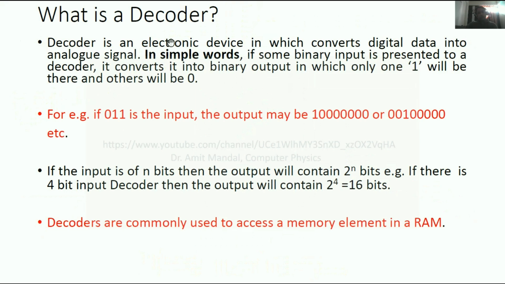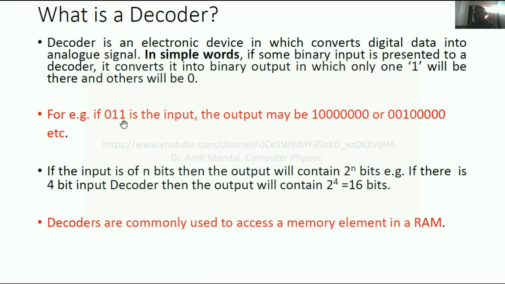Okay, so directly coming to the topic, what is a decoder? A decoder is an electronic device which converts digital data into analog signals. This is the formal definition. However, in simple words, a decoder is a device in which if some binary input is presented, then it converts it into binary output. However, in the output there will be only one 1 and the rest will be zero.